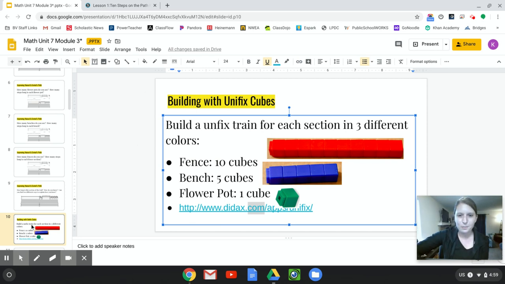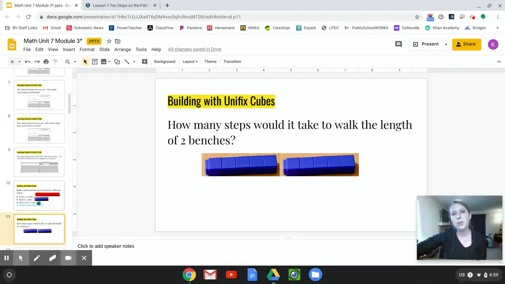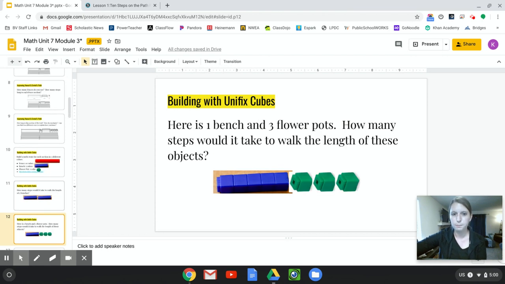All right, so let's use cubes now. So if we were going to talk about two benches, that would be 5 and 5. So go ahead and yell out, how much would that be? There's a picture of the cubes here, too. 5 and 5. 5 plus 5 equals 10. So 2 benches would be 10 steps long.